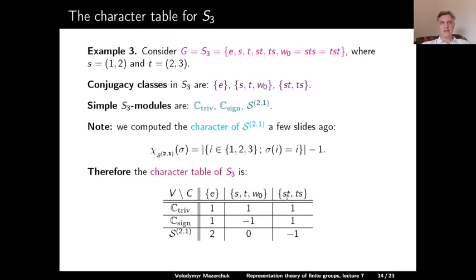And the element ST, it's a long cycle. It cyclically permutes the elements 1, 2, and 3 in one of the directions. This doesn't have any fixed points at all. So the number of fixed points is 0 and minus 1. We get minus 1. So the value is minus 1. So this is the character table of S3.